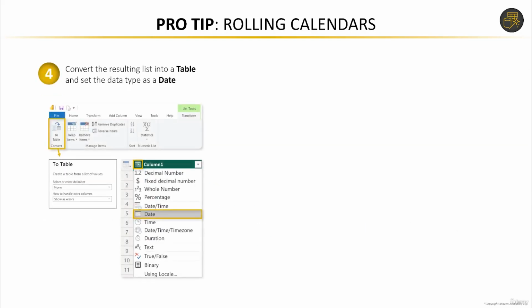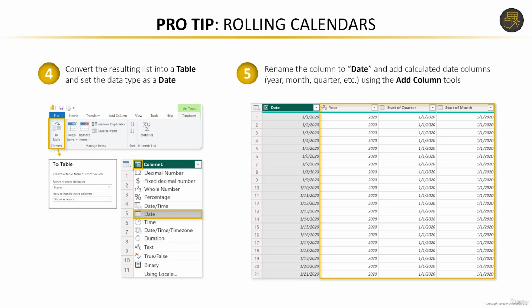Once the list populates within the query editor, we convert it into a table, and then we'll format that column as a date. And then last but not least, if you want, you can add some more calculated date columns like we showed in our last example. You can always add years, months, weeks, whatever you really want or need using those add column options. But it's really as simple as that. Let's hop over into Power BI and we're going to write out this formula and I'll show you exactly how it works.